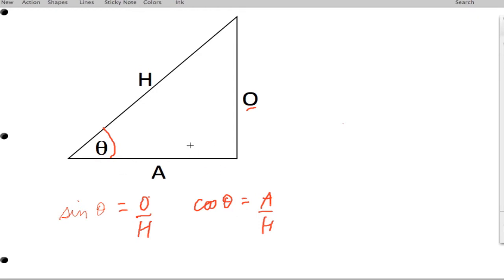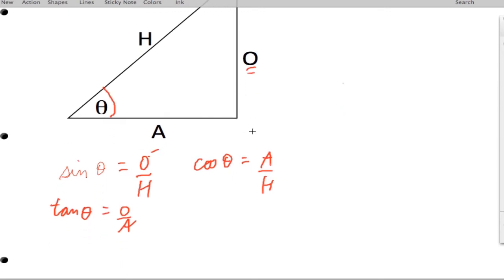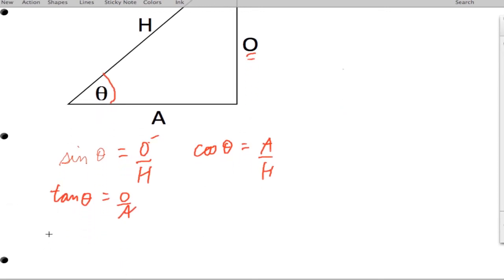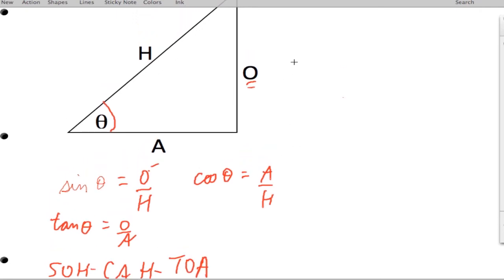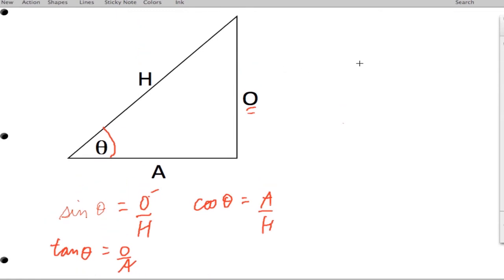There is actually a third quantity called tangent, which we may use sometimes, which is the opposite over the adjacent. That's this side over this side. And there's actually a little mnemonic we use to memorize this called SOHCAHTOA. Now I'm going to use this fact on the next page to actually do some math that we're going to need for the physics class.